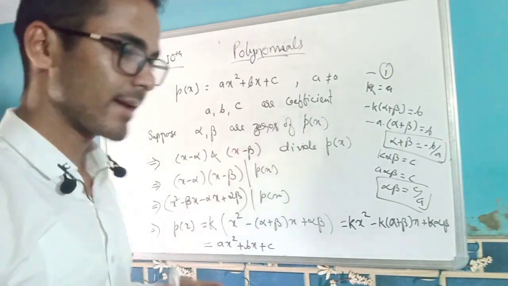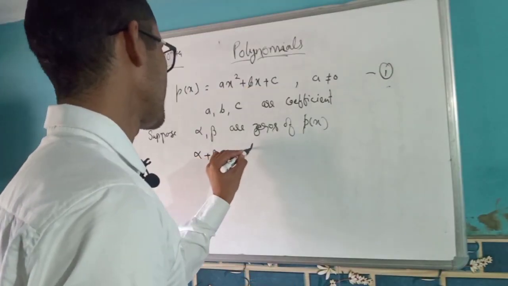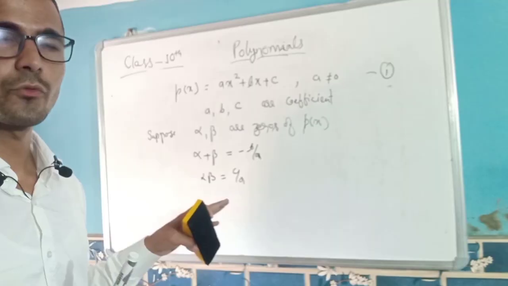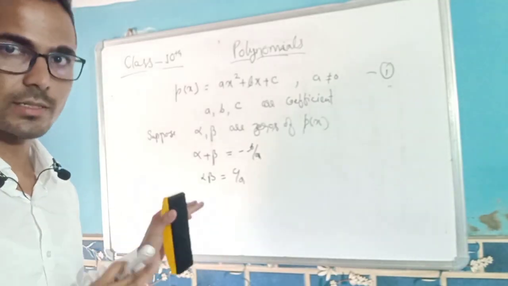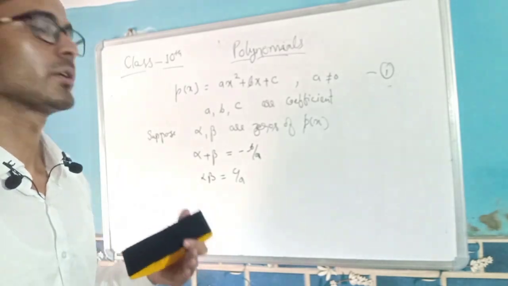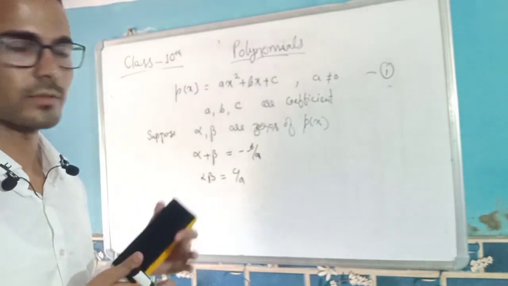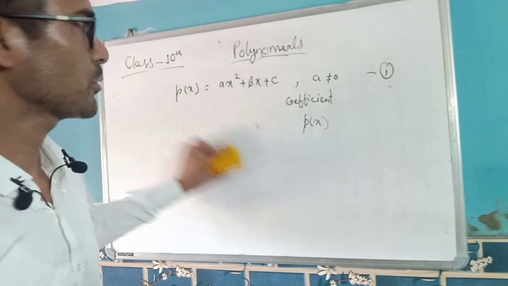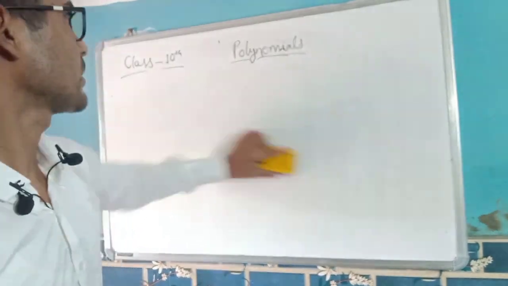So this is the standard relationship: alpha plus beta equals minus b by a and alpha beta equals c by a. This is how we derive this relationship. You can also derive this relationship for polynomials of higher degree in a similar fashion. If you have any doubt you can ask me, and then I'll move forward.